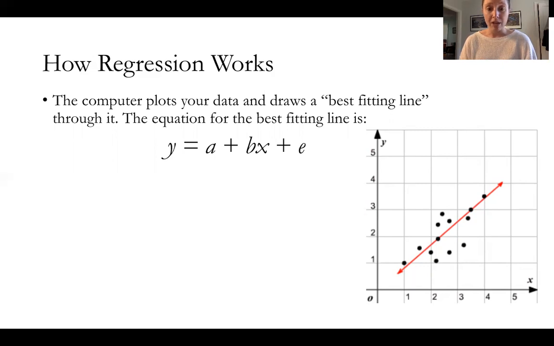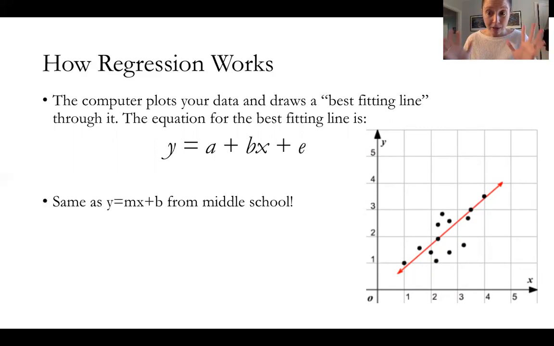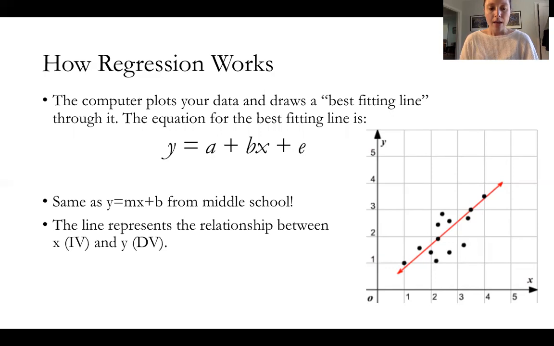Y equals A plus BX plus E. This should look a little bit familiar to you because it's the same as something you probably learned in middle school when you learned Y equals MX plus B. That's the same thing. We just do it a little bit differently at this level and we add on this one letter. So that line, and we're going to walk through what all of those things mean in that equation, that line and that equation represent the relationship between your independent variable x and your dependent variable y.